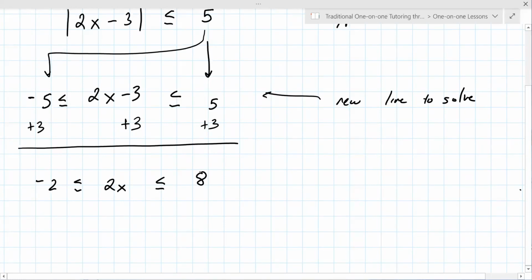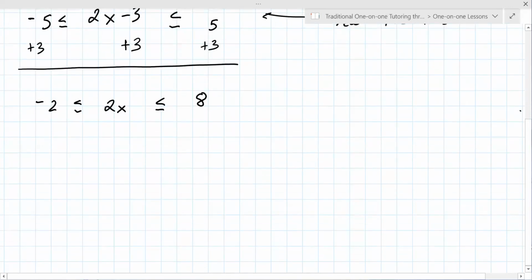And then will I add 2? Well, 2 is multiplying x. So how do you undo multiplication by 2? Divide everything by 2. You have to divide all 3 by 2. So you get -1 less than or equal to x less than or equal to 4.